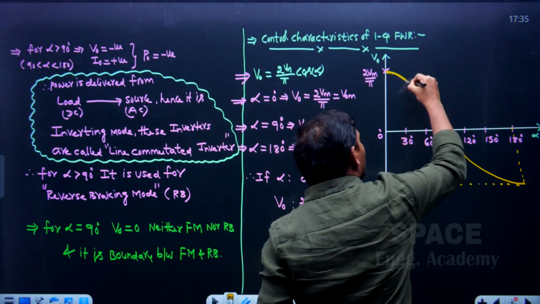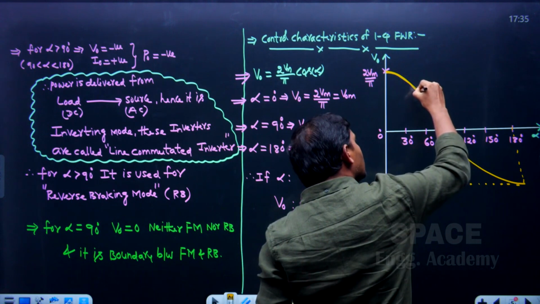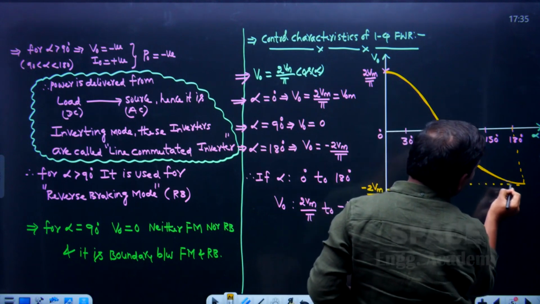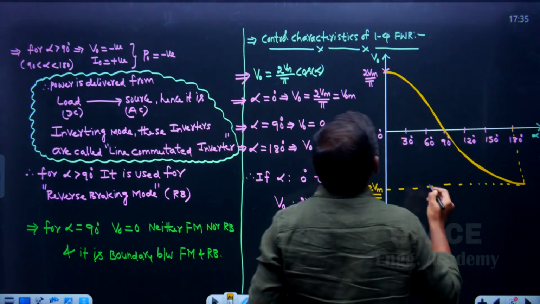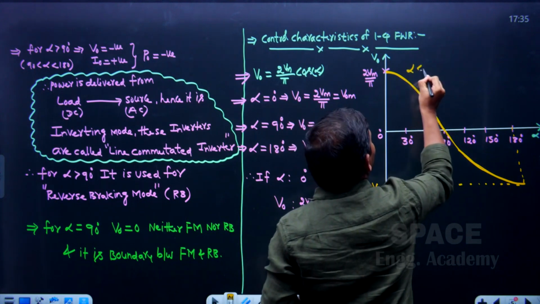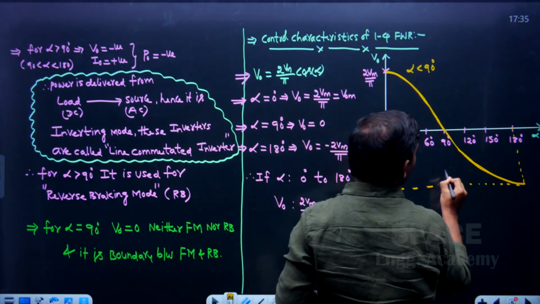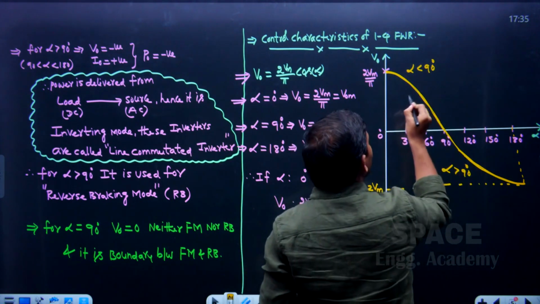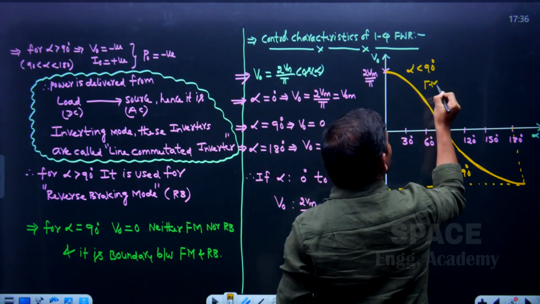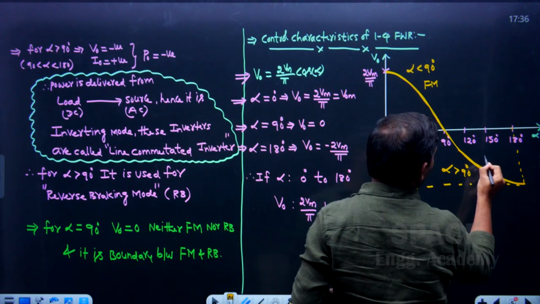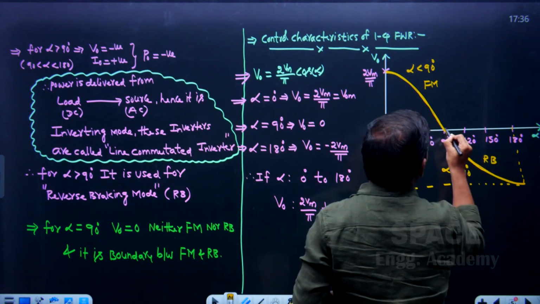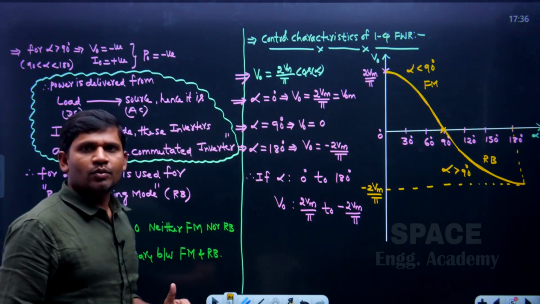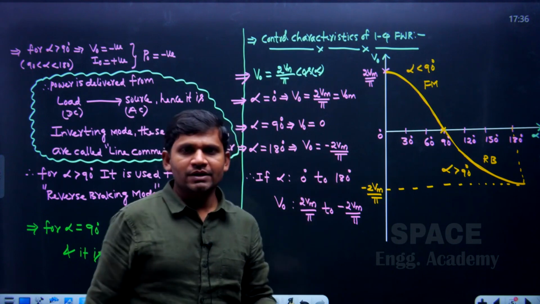These are the control characteristics of a single phase full wave rectifier, applicable for both midpoint and bridge. This is for alpha less than 90 degrees, and this is for alpha greater than 90 degrees. Alpha less than 90 degrees is in which mode? Forward motoring mode, and this is for reverse braking mode. This is the boundary between forward motoring and reverse braking mode that you have to concentrate on. Okay, these are the control characteristics.